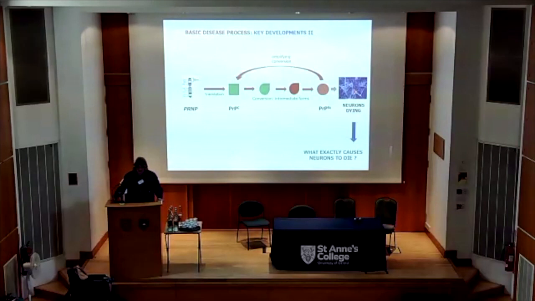Another thing that's very important is, I've got all this stuff going through the conversion, the intermediate forms and all the rest of it, but what causes neurons to die? And the answer to this question, as far as I'm concerned, is not entirely clear. There's all this wonderful molecular stuff going on, but actually how in the end does it lead to neurons dying? And people develop symptoms and become ill because their neurons die. So that's another very important question.